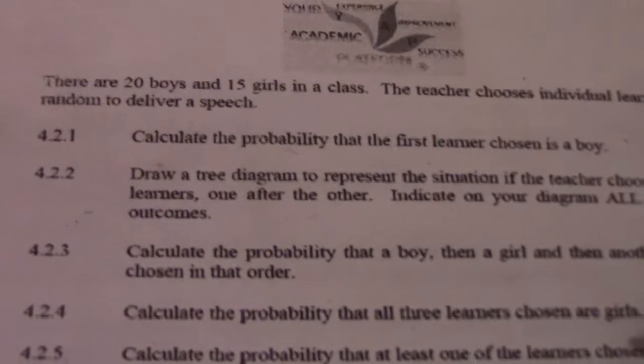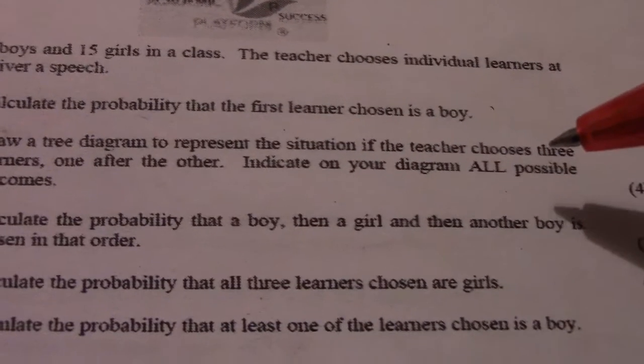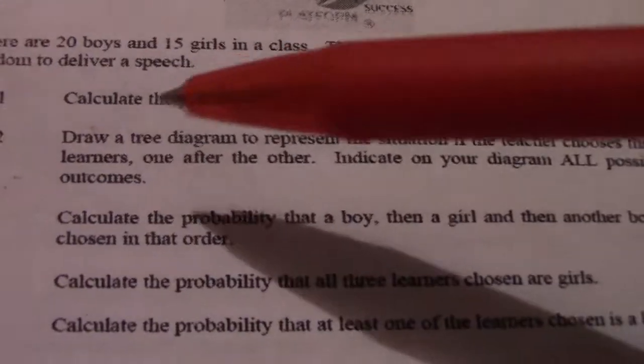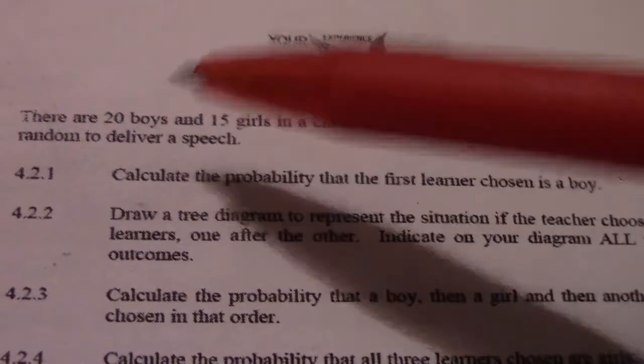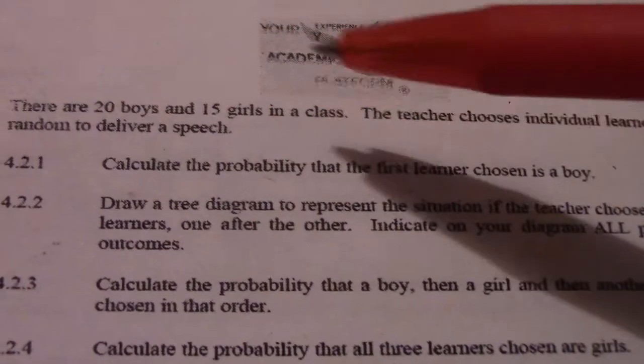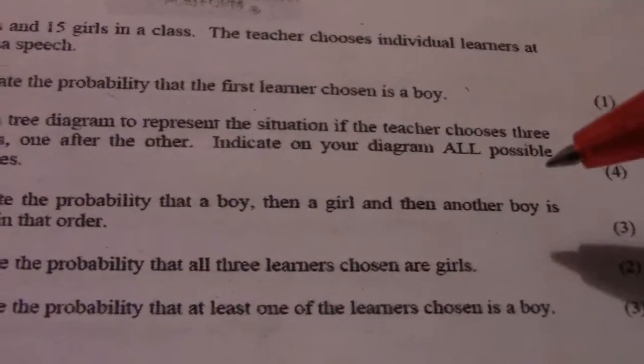Right, 4.2.2, draw a tree diagram to represent the situation if the teacher chooses 3 learners, one after the other. So now she chooses 3, she can choose boy, boy, boy, or boy, girl, boy, or girl, girl, girl, or girl, boy, girl, etc. Indicate in your diagram all the possible outcomes.